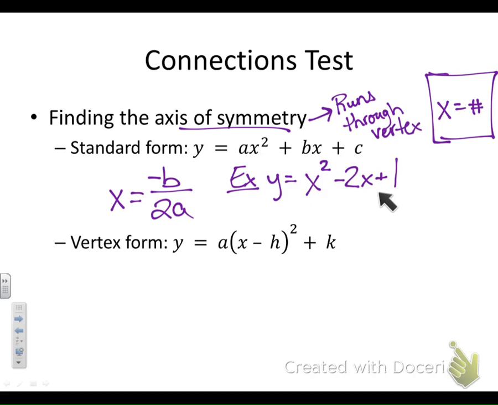Let's say we're given this equation. Let's see if we can find the axis of symmetry using this formula. Yesterday we talked about how, keeping it in line with the quadratic formula, you should map out what your a is and what your b is, since you have to use them. And then do the formula. x is supposed to equal the opposite of b over 2a.